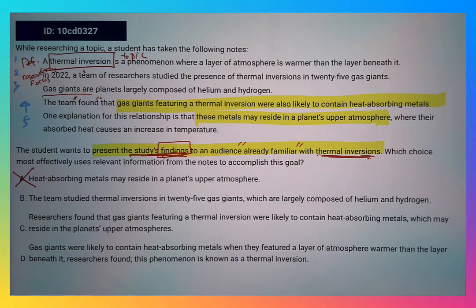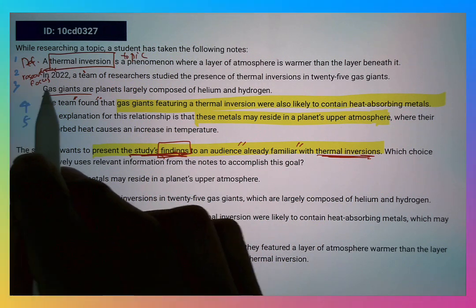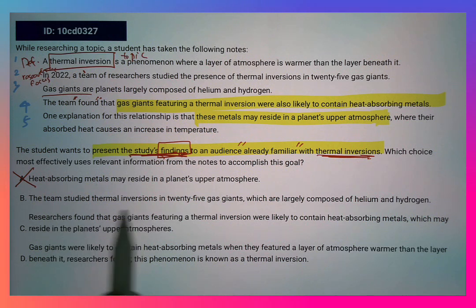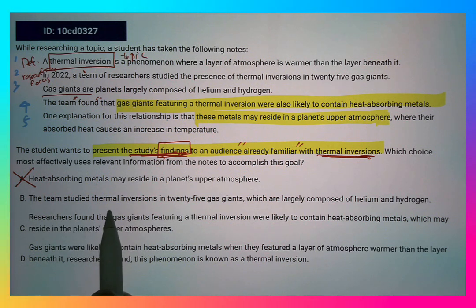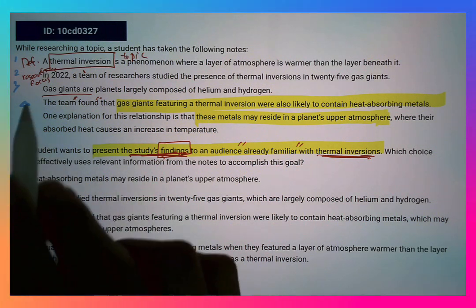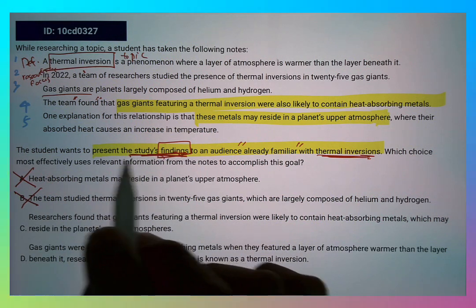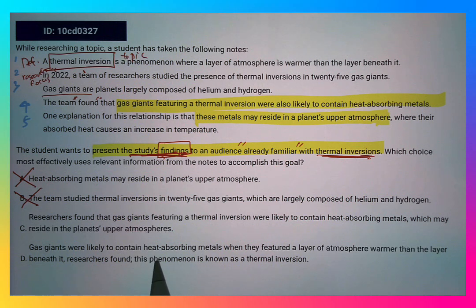Choice B, the team studied thermal inversions in 25 gas giants, which are largely composed of helium and hydrogen. Okay, so we talked about how gas giants are planets largely composed of helium and hydrogen. While it did talk about the thermal inversions, which is our main topic, this talks about the gas giants that the audience is already familiar with. So B should not be the correct answer. And besides, it's not talking about the study's findings, which should be lines 4 and 5.